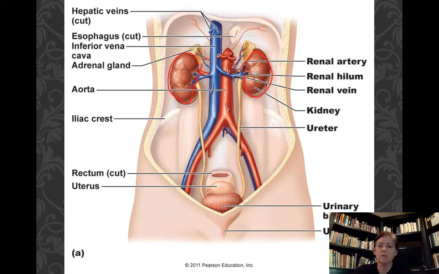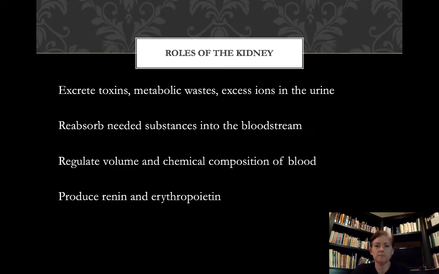Urine is going to drain from the kidneys through the ureter. So that's going to travel down through the body and it's going to drain into the urinary bladder and then eventually make its way to the outside of the body through the urethra. Those are the organs that we are talking about when we talk about the urinary system.